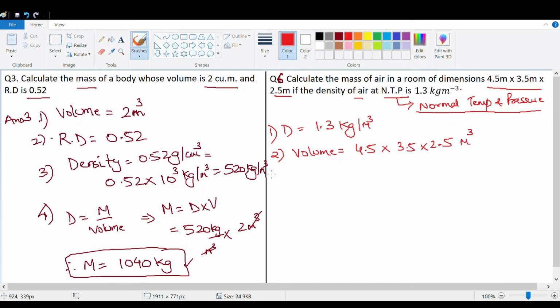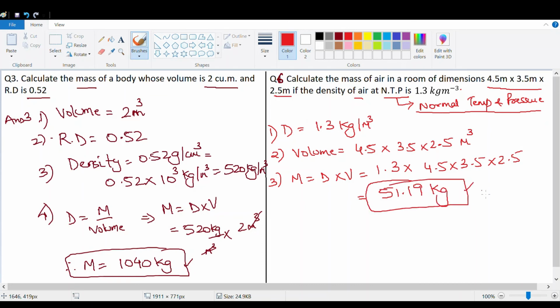Like the previous question, we know mass is equal to density into volume. In this case, 1.3 multiplied with 4.5 into 3.5 into 2.5. I have already done this calculation on the side. The answer for this is 51.19 kilogram. It requires a lot of multiplication. Already done it earlier. So the answer is 51.19 kilogram. Good. Seems simple till now.